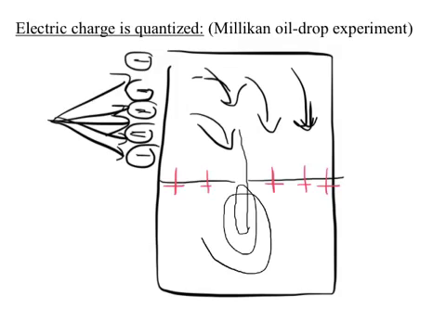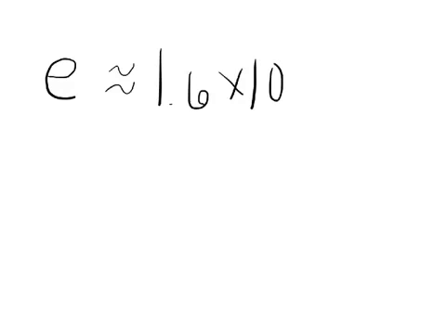Now, the gist of this, what he really gained from this, was that elements can be charged, but at certain levels. Elements have a natural charge, and the base charge is what we're going to call E. E is approximately 1.6 times 10 to the negative 19 C, and this C stands for Coulomb.